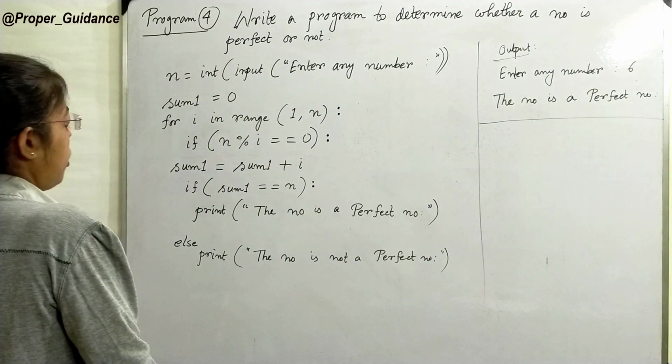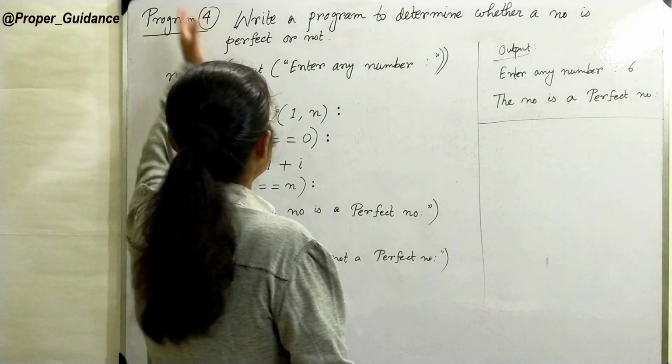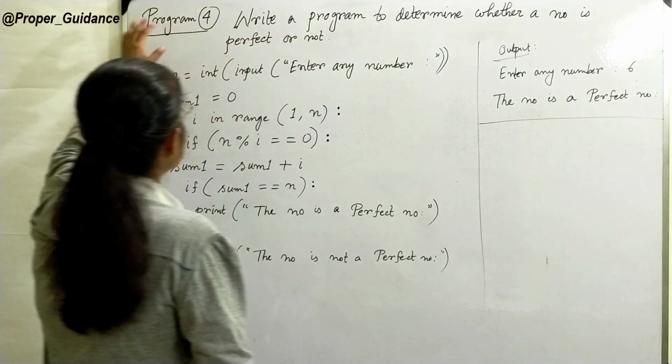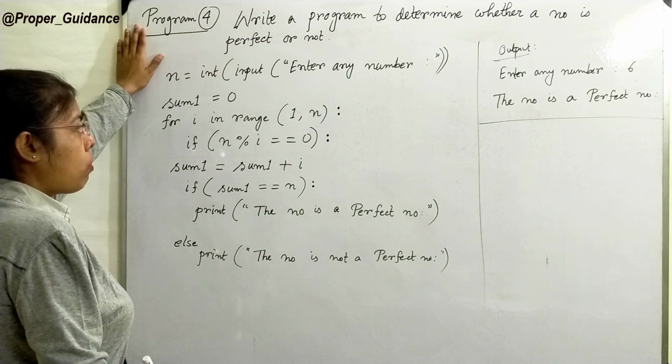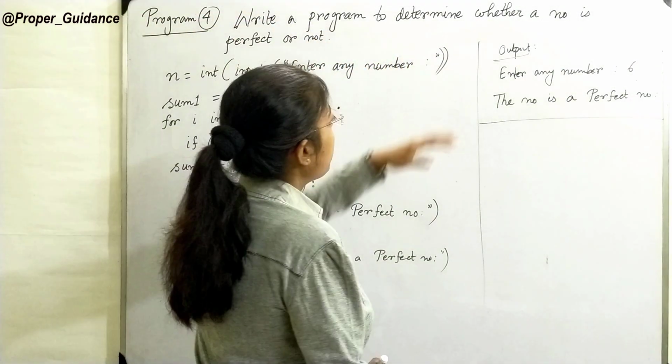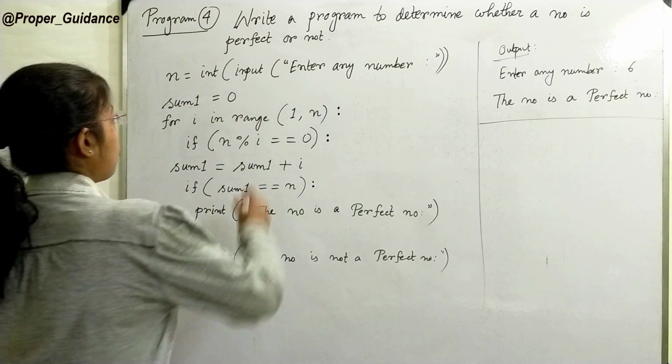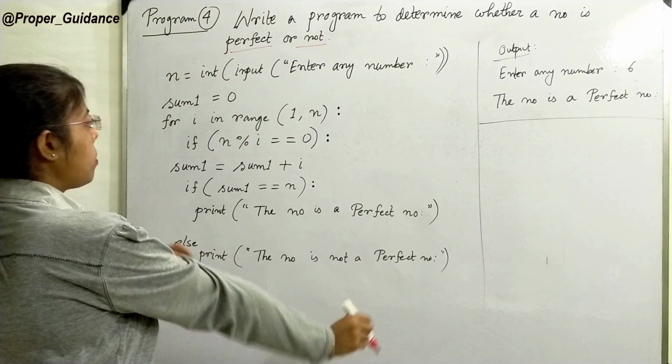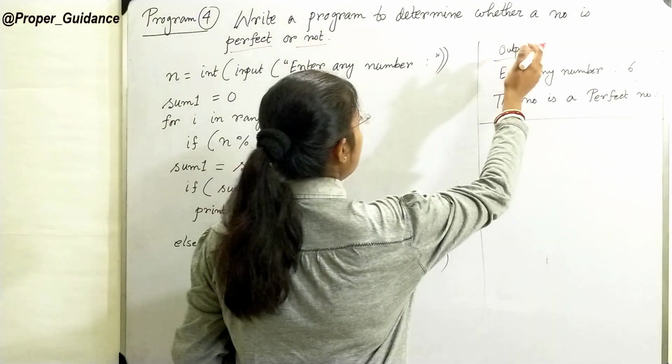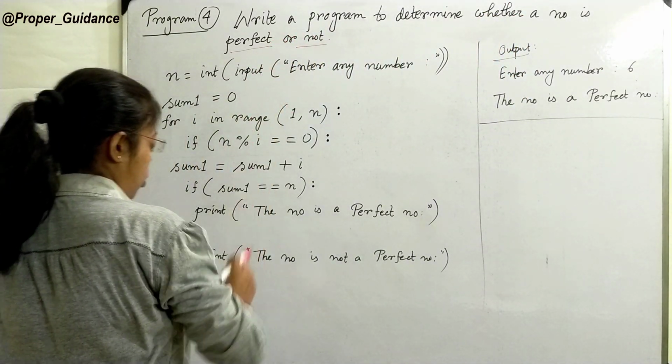Here we are in today's class to discuss some programs in Python. This is program number 4: write a program to determine whether a number is perfect or not. In today's class, we will discuss this one, whether a number is perfect or not.